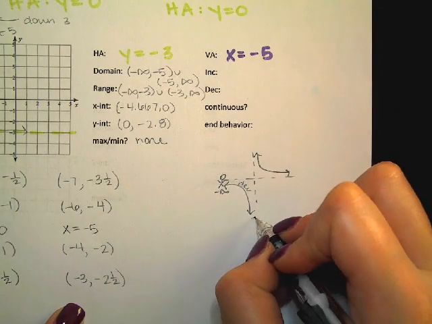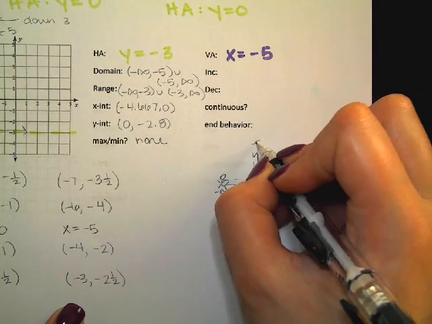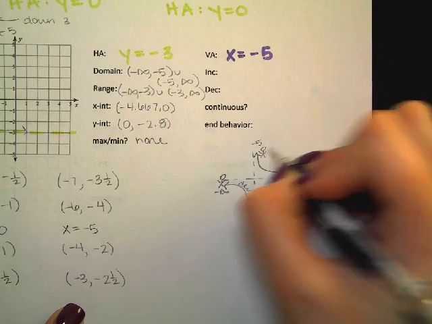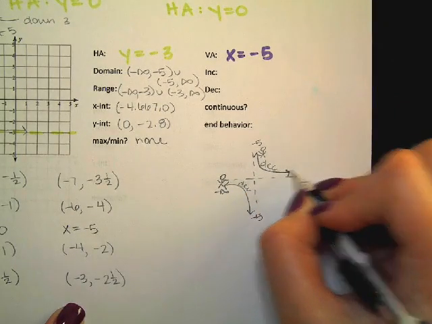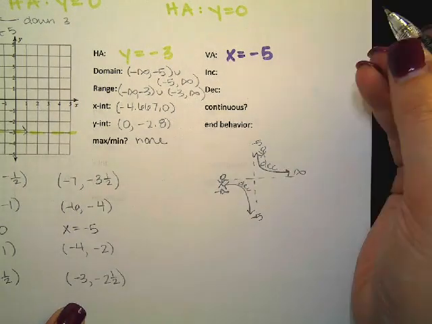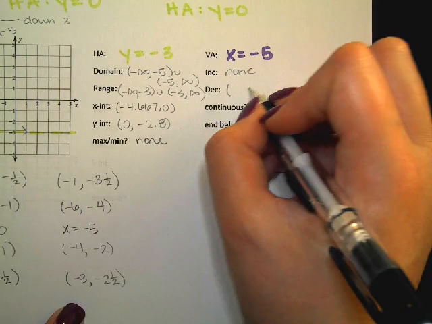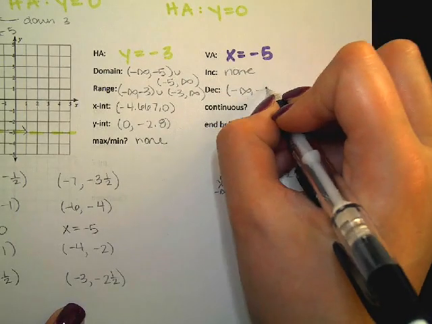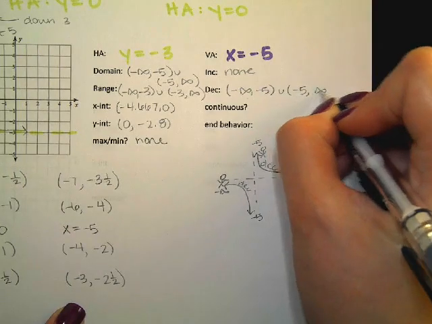So the x value right here is actually -5. And then I start here at -5 and I pick up a new stick figure. And then this stick figure is walking down still. And right arrow means infinity. So for increasing, we're going to say none. And for decreasing, we're going to say negative infinity to -5 and -5 to infinity.